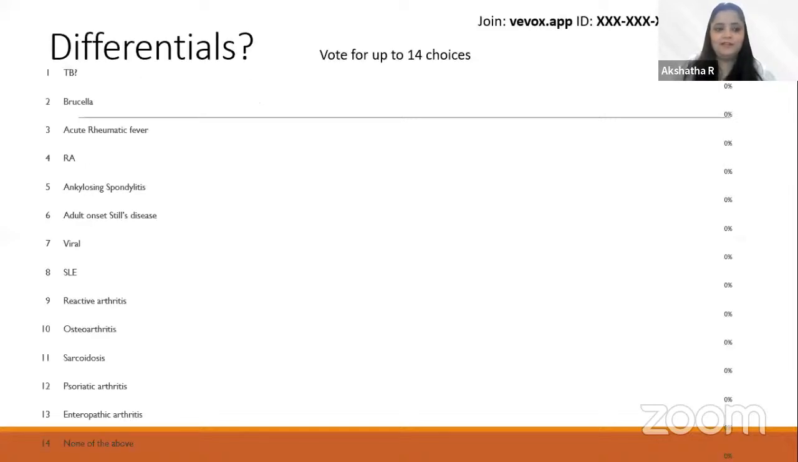The next question is, if you're considering the differentials, what differentials would you put on the topmost? So actually there was an option for multiple choice, but unfortunately in Zoom it was not available. So you give me the option for the topmost differential you would like to consider. Okay, we'll wait for another 2 seconds. Okay, majority of you have responded. Let's end the poll here.